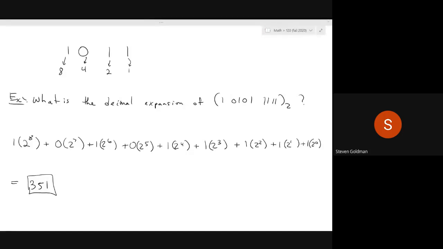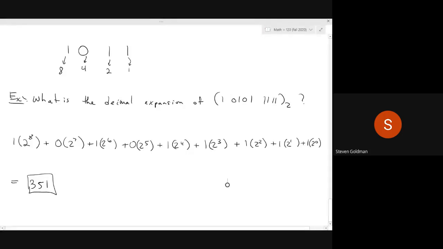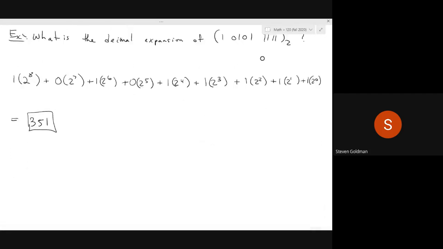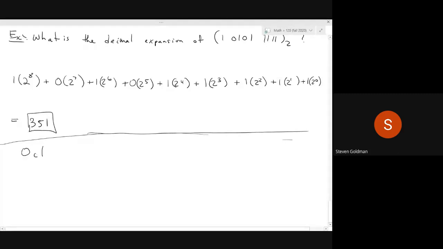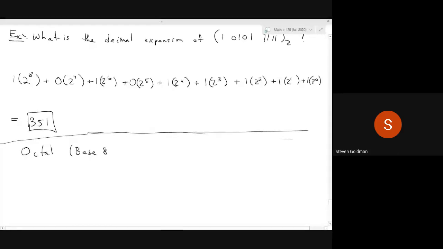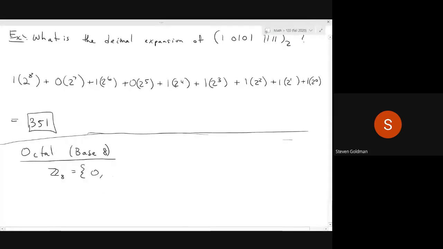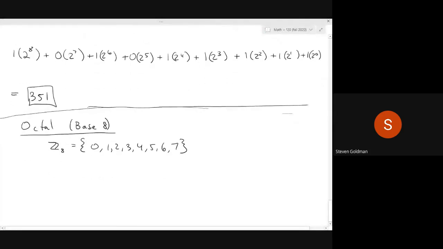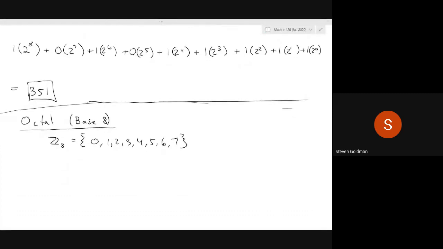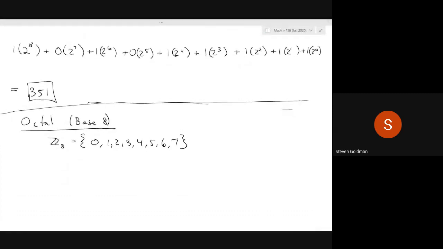Okay, questions on that? All right. Let's discuss some other bases. So let's now discuss base 8, octal. If you want to write numbers in base 8, you're only allowed to use 8 digits. Those are the digits 0 through 7. So in octal, we use only these 8 digits to represent every number, every integer.